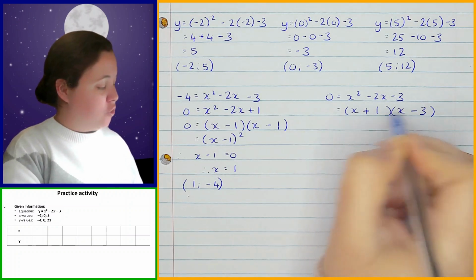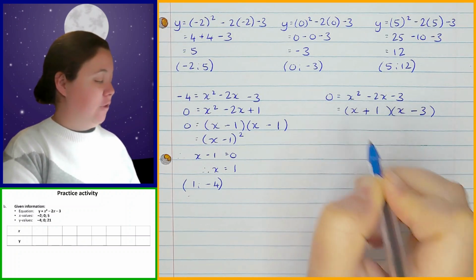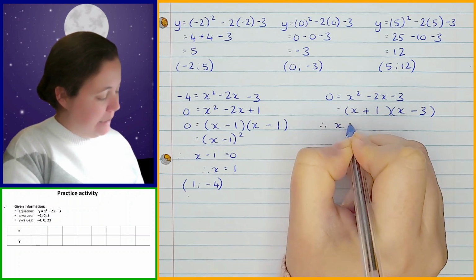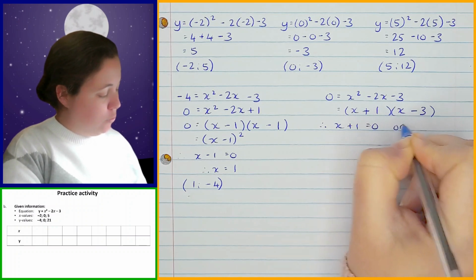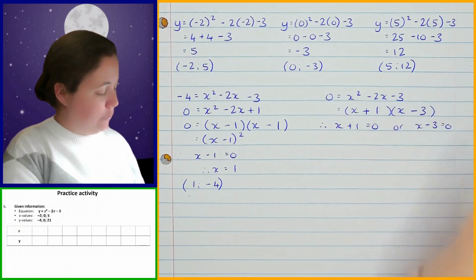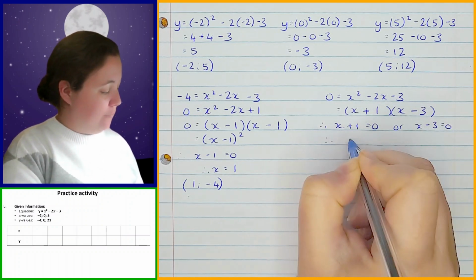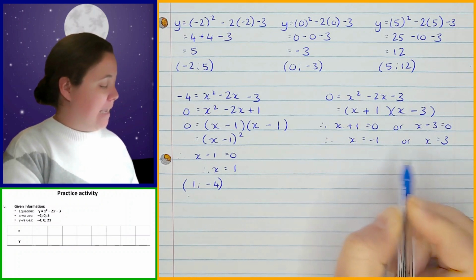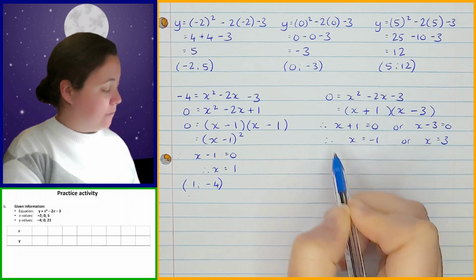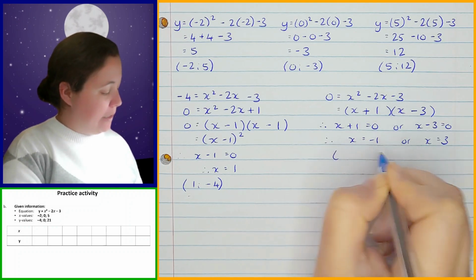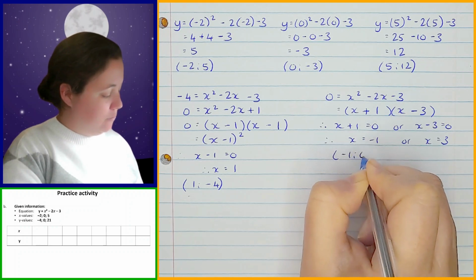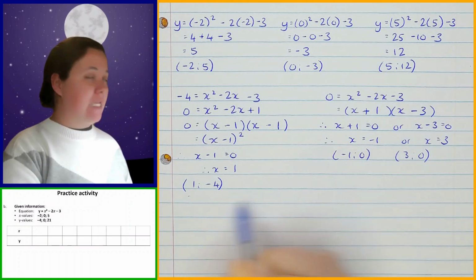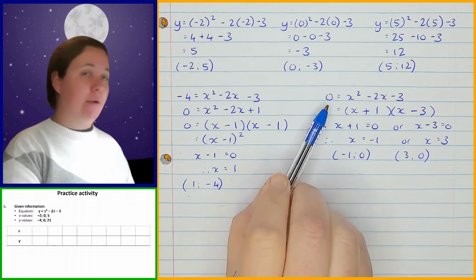So now I have two factors multiplied together equal to 0, so I can make each factor equal to 0 separately. So therefore, x plus 1 equals 0, or x minus 3 equals 0. Now I can solve for x in each one. So therefore, x is equal to negative 1, or x is equal to 3. And therefore, my ordered pairs are going to be negative 1, 0, and 3, 0. Okay, so that's what you should have got for that y value where y was 0.